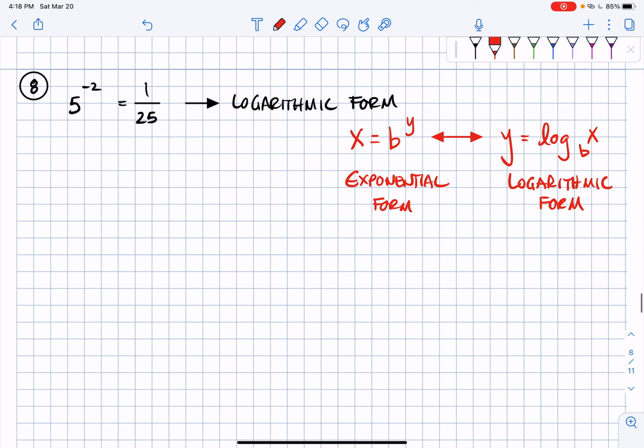Number 8, I have to change this to logarithmic. Here's my exponential form, except it's a little bit backwards. If you really wanted some help, you could do it in the same form as this. Let me duplicate it and move it over here. I could write this as 1/25 is equal to 5 raised to the -2. So you know what the x is, what the base is, and what the y is. And now convert it to this right here.